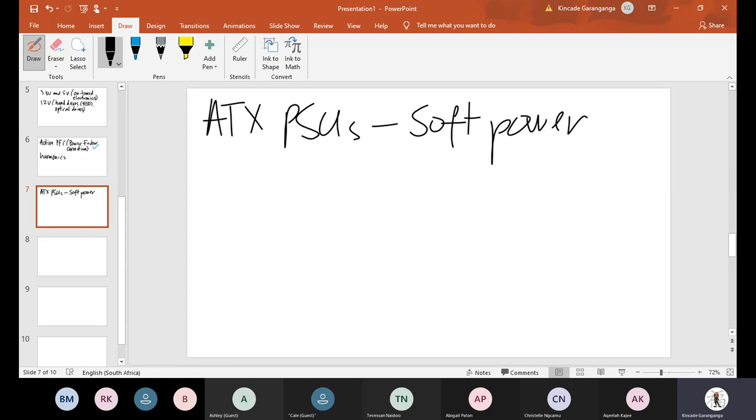So it's always important when you're working with these PSU units, whenever you're working on a machine or trying to troubleshoot that computing mechanism, to ensure that it's unplugged or completely removed from power as far as your connections are concerned. So it's important to understand the soft power convention and how it functions.